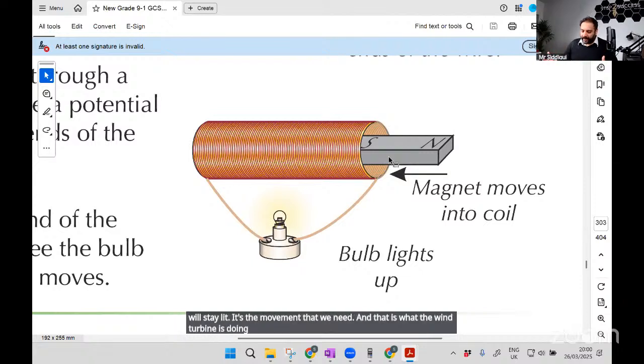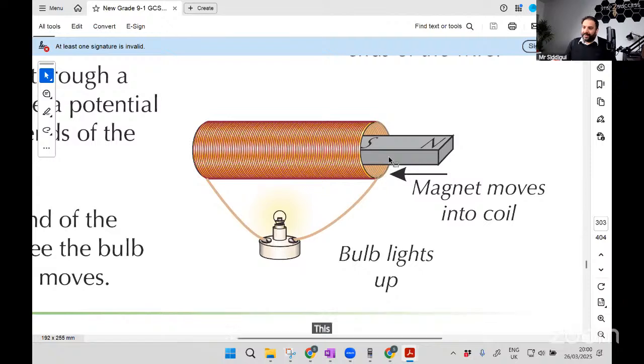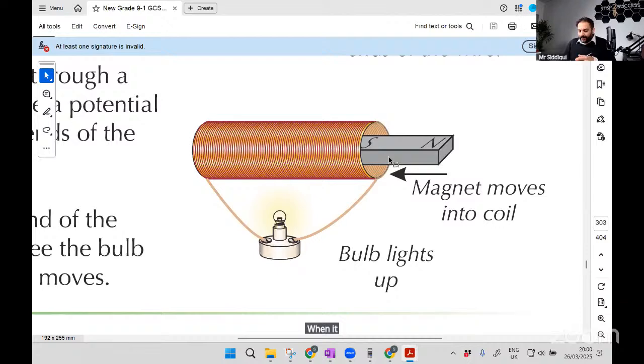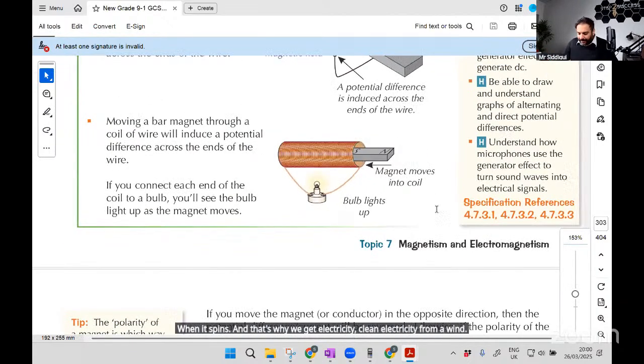Inside a wind turbine, we basically just have one of these. It's called a generator. It is doing the generator effect. So it should link all of your physics knowledge together a little bit when you talk about this, all the way from energy at the beginning to electromagnetism at the end. This is what's going on in a wind turbine when it spins. And that's why we get clean electricity from a wind turbine.